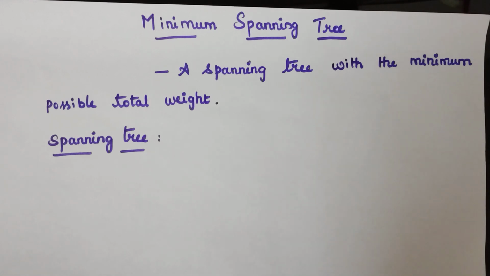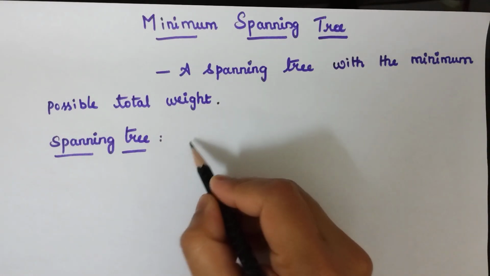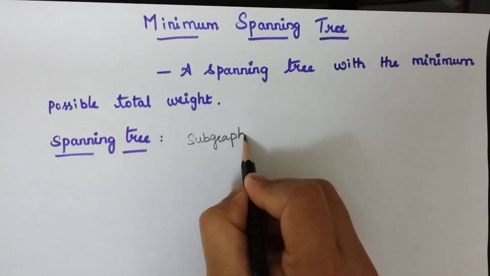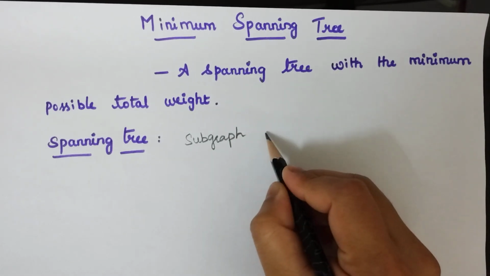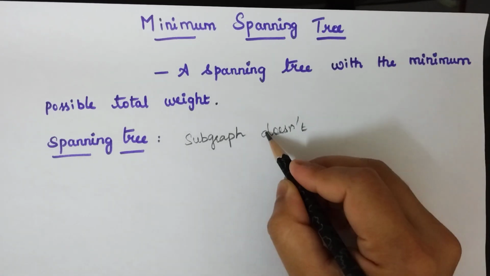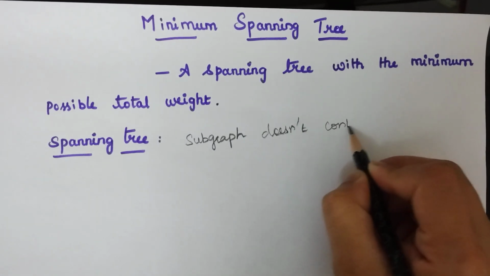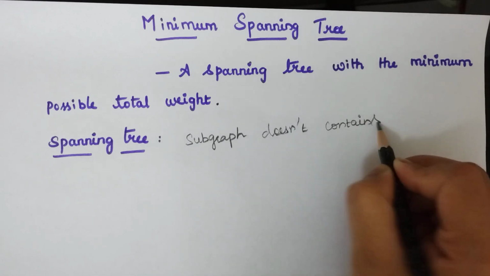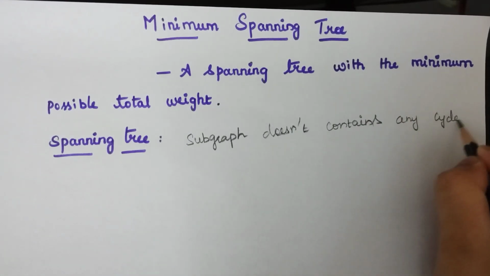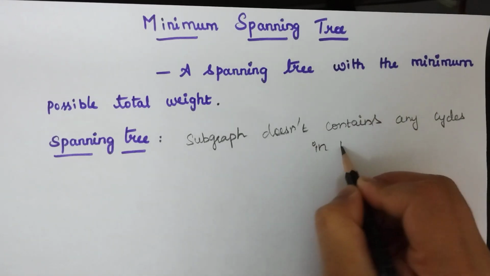But what is a spanning tree? First, we should know what a spanning tree is. A spanning tree is a graph, or you can say a subgraph, that doesn't contain any cycles in it. So that is what is called a spanning tree.